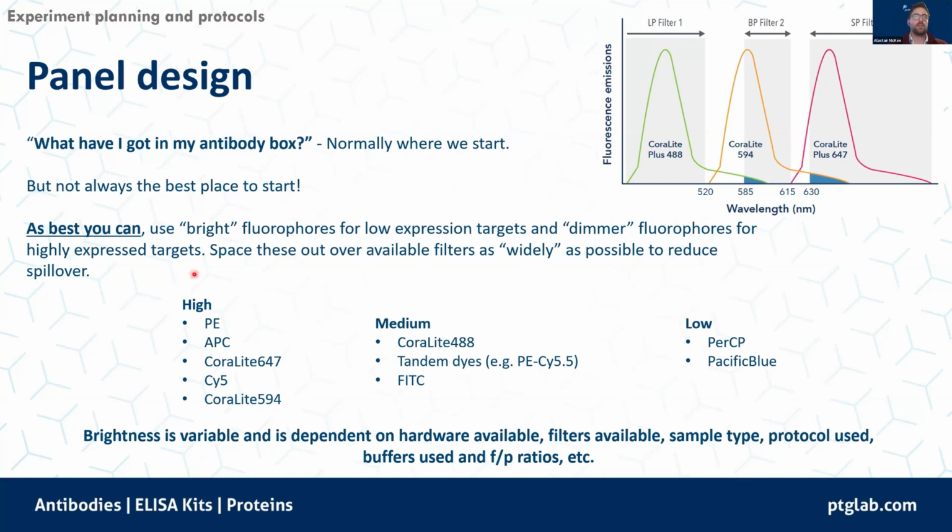When we talk about brightness, I want to stress that brightness is variable, and it depends on the hardware that you're using, the kind of sample that you're running, and the protocols you're using, whether you're using fixations, the kind of buffers that might be involved. So just bear that in mind. But typically, I've highlighted a few examples here which you could consider as high brightness: PE, APC, Correlite 647. Medium brightness, things like your tandem dyes, Correlite 488, and then the lower brightness are things like PerCP and Pacific Blue. But often there are tables that you can find when you're looking at different fluorophores that will compare brightness for you.